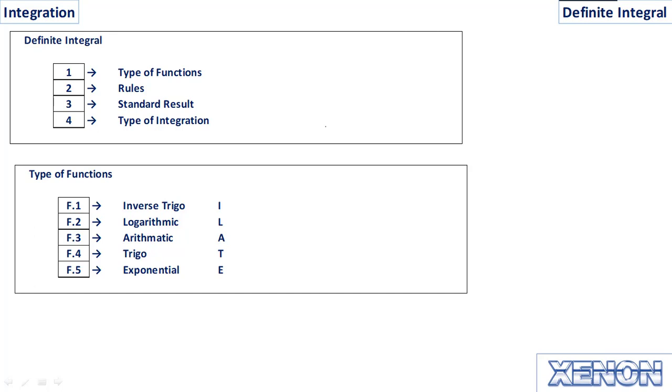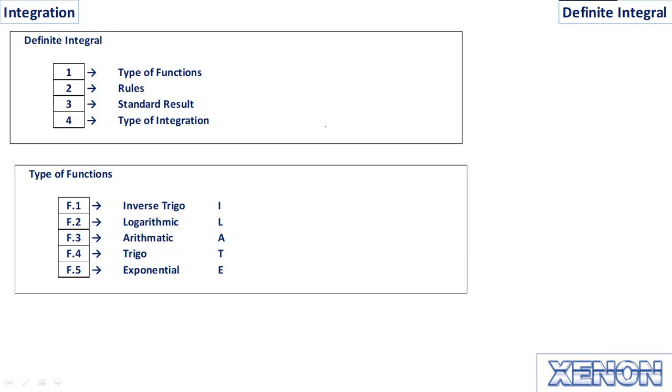The examples of inverse functions are like 1 upon x, 1 upon x square, 1 upon x cube, sin inverse x, cos inverse x, tan inverse x, sec inverse x. These are all examples of inverse trigonometric functions. The examples of logarithmic functions are like log x, log 1 plus x, log 1 plus x square, log 1 plus x cube. That is, if we are assigning a logarithm to some function, then this will be a logarithmic function.